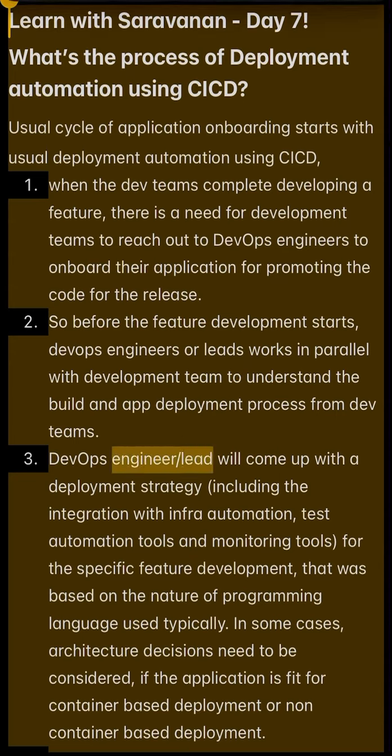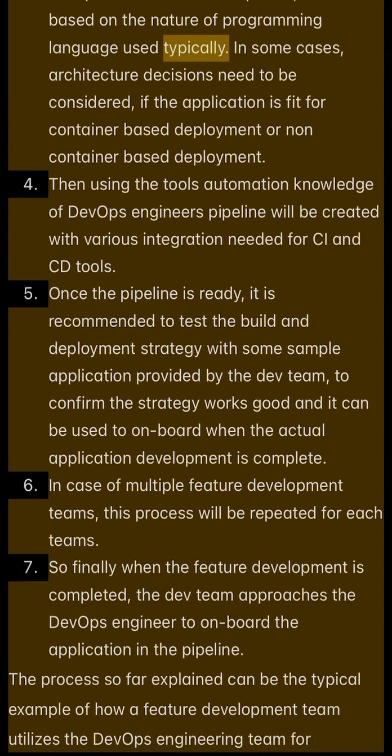The DevOps engineer / lead will come up with a deployment strategy, including the integration with infra automation, test automation tools and monitoring tools for the specific feature development. That is typically based on the nature of the programming language used. In some cases, architecture decisions need to be considered, such as whether the application is fit for container-based deployment or non-container-based deployment.